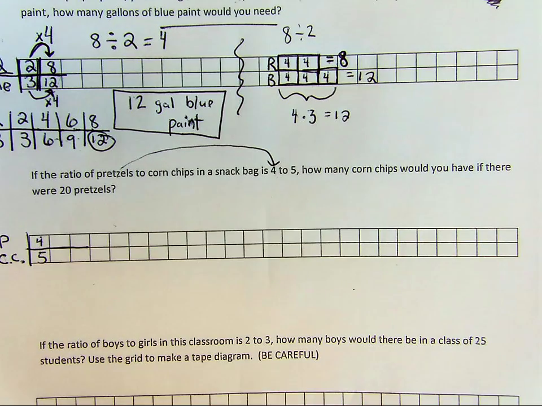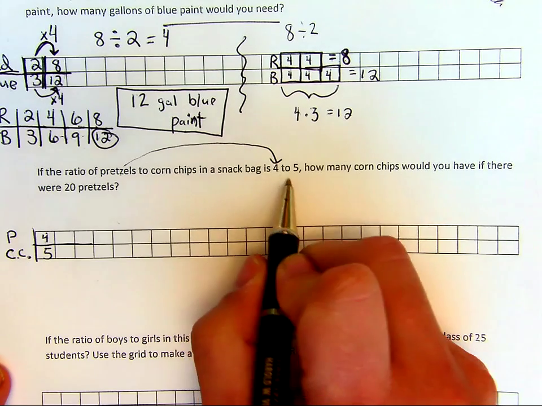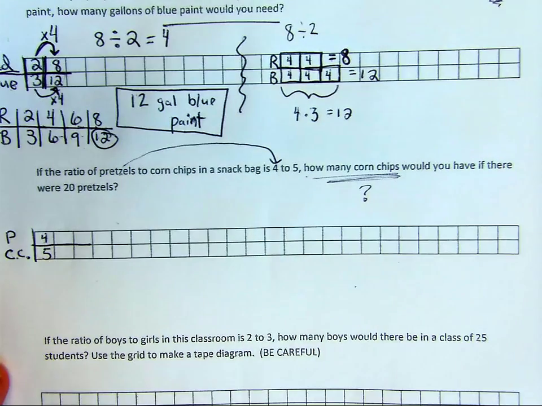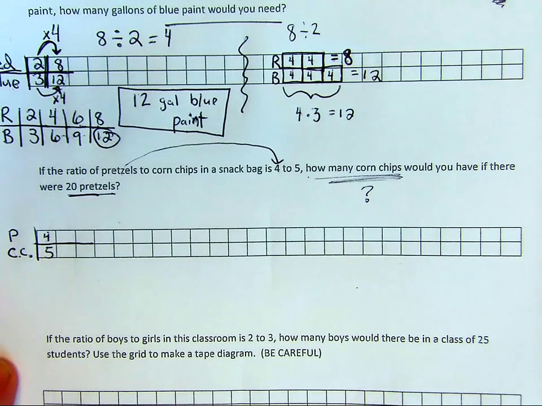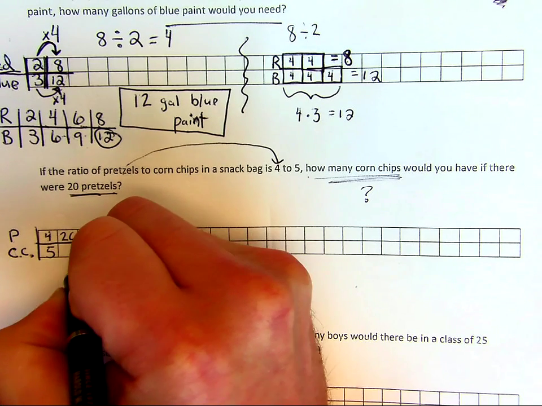Again, I want you to make either the tape diagram or the table from here forward. So you need to make one of them. Whatever way you like, that's what you need to put in your notes. 4 to 5. And then it says, how many corn chips? So that's my question, what it's asking me if there are 20 pretzels. So under pretzels, I'm going to put 20.